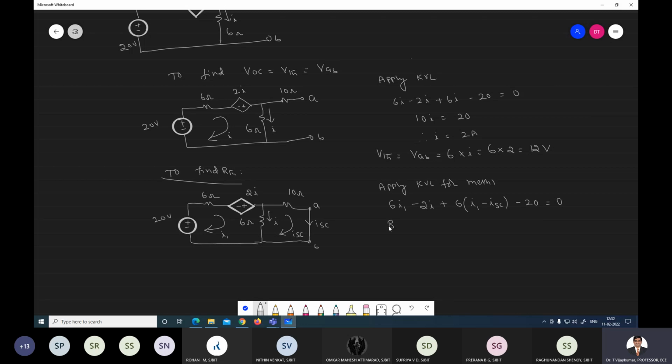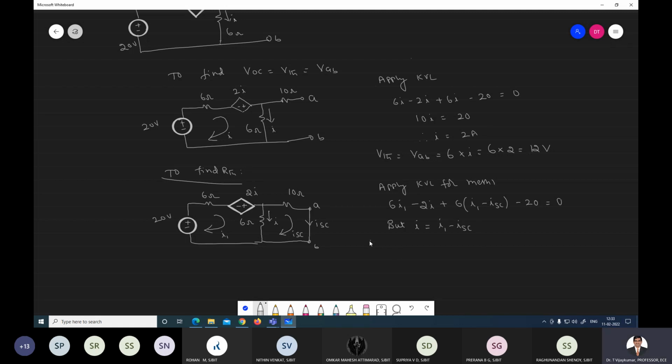But looking from the diagram, what is I? I is equal to the current flowing through the 6 ohm resistance. What is the current flowing through that branch? I1 minus ISC. Therefore, I is equal to I1 minus ISC. Because in this branch I1 is flowing, and ISC is opposite to I1, therefore you have to take I1 minus ISC. That is the current flowing through the 6 ohm. In the diagram, the current flowing through the 6 ohm is given as I. Therefore, I is equal to I1 minus ISC.